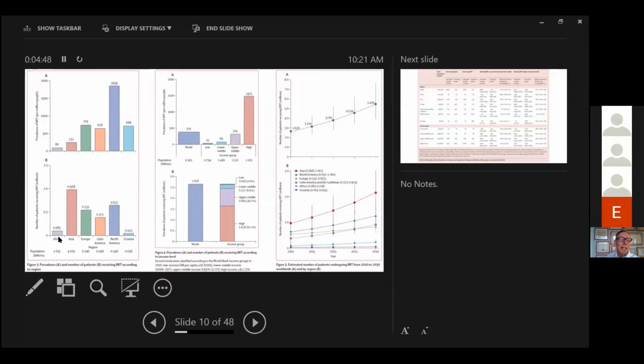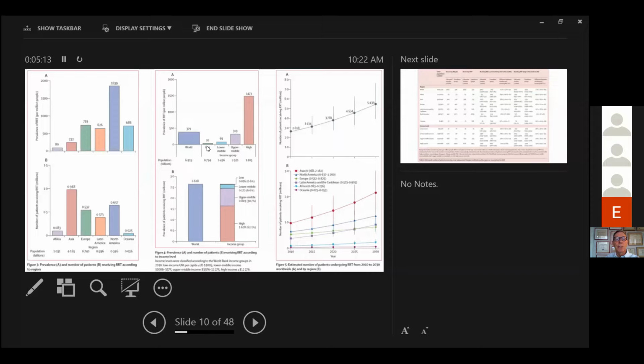It shows that the proportion of people receiving renal replacement therapy in Africa is lower than in the other continents, with the exception of Oceania. And when you multiply this through the population, this is the numbers of people receiving kidney replacement therapy. Throughout the world, there's a big stratification by income.